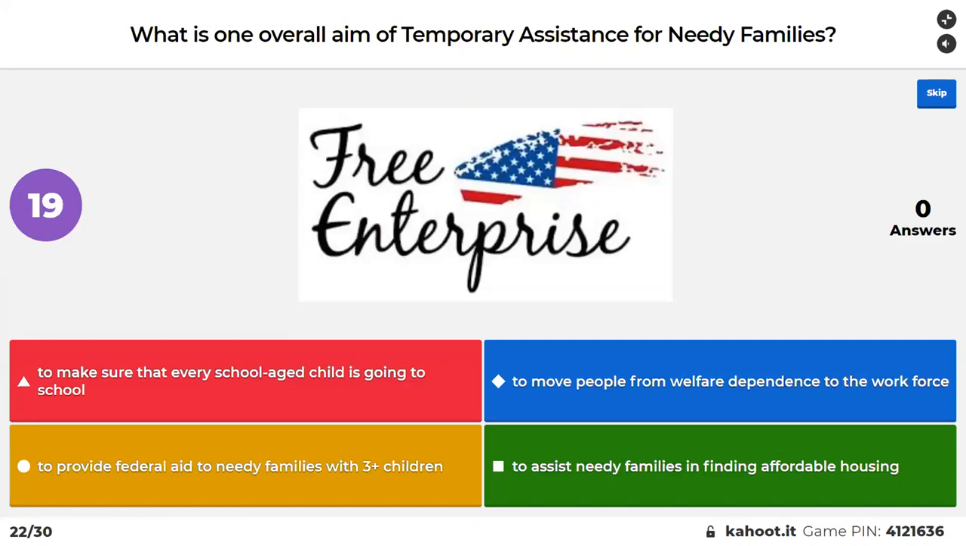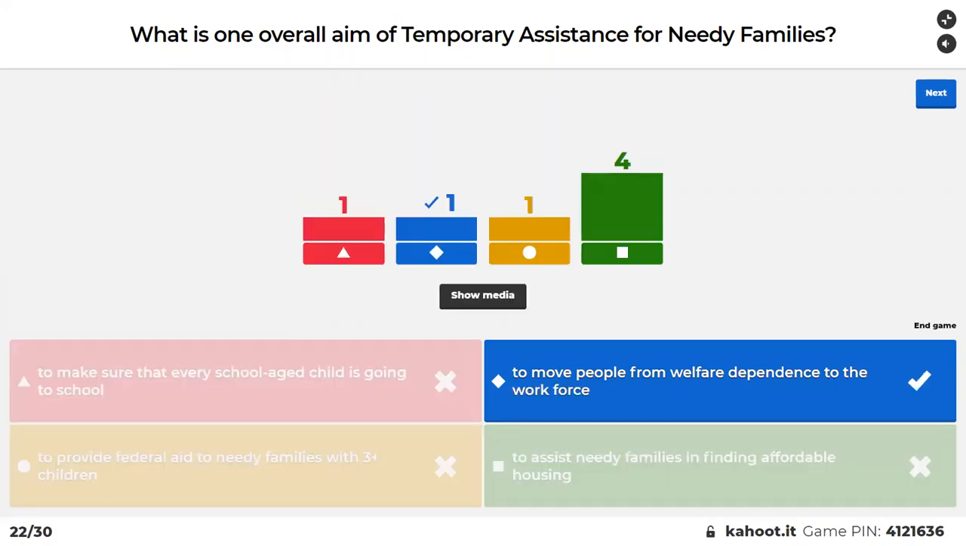What is one overall aim of the temporary assistance for needy families? So remember, this was changed. We talked about this under the Clinton administration. Right, to move people from welfare dependents to the workforce.